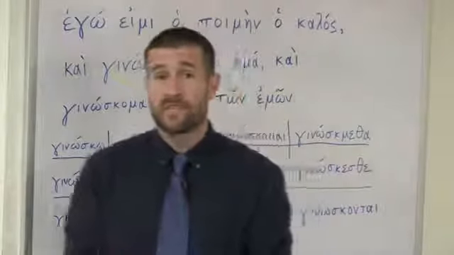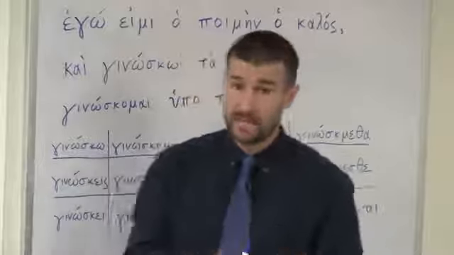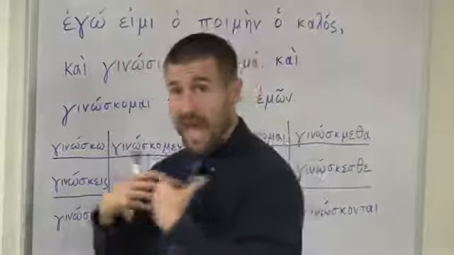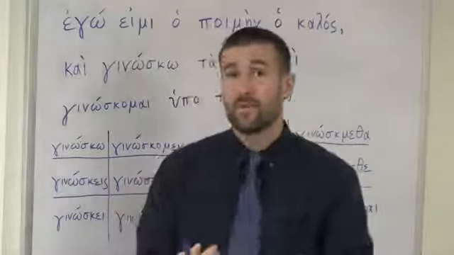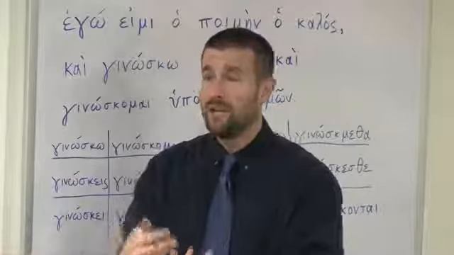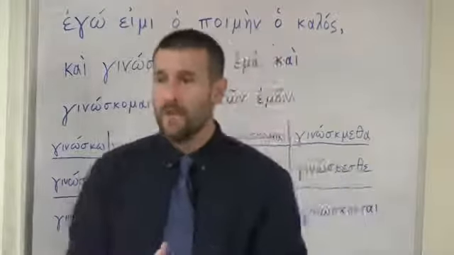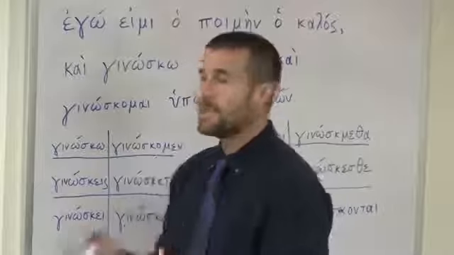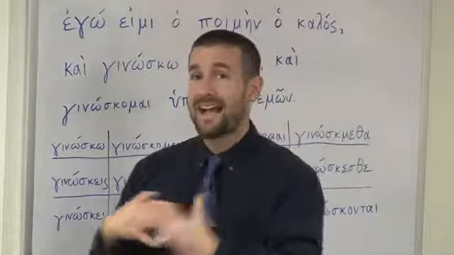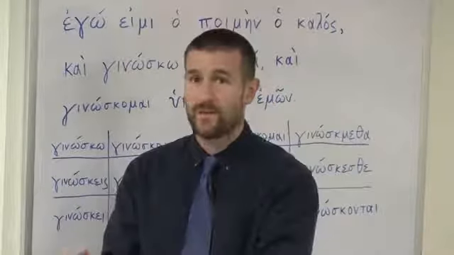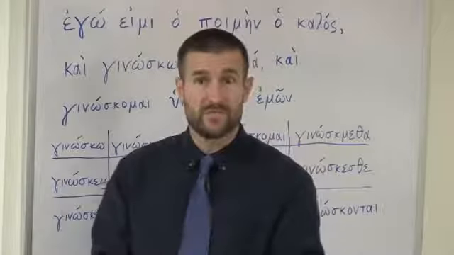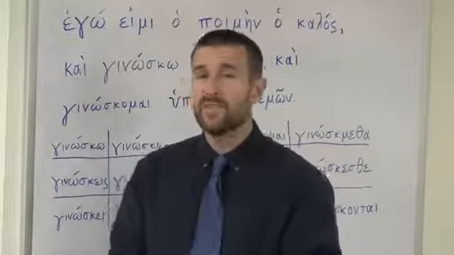There are actually three voices in Greek. There's the active voice, where the subject is acting. There's the passive voice, where the subject is being acted upon. And then there's the middle voice. And the middle voice, most of the time, is written out exactly the same way as the passive voice. There are a few places where it's going to be different, but most of the time it's the same or very similar.